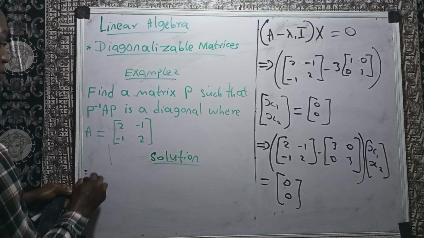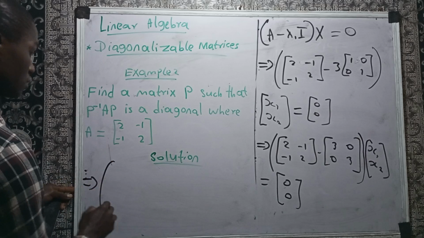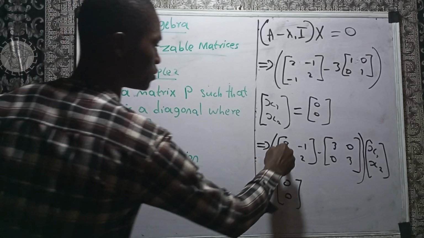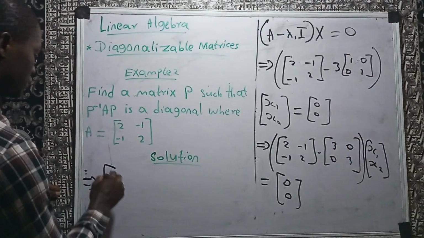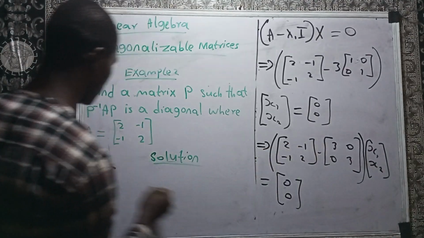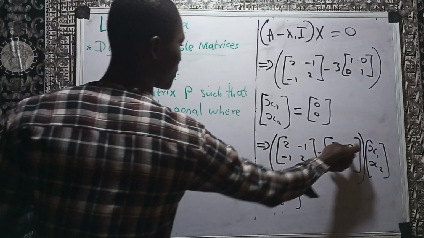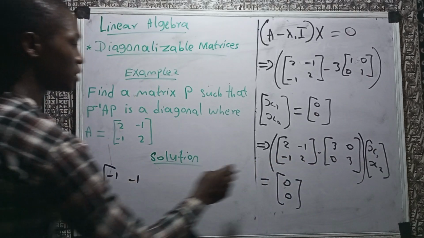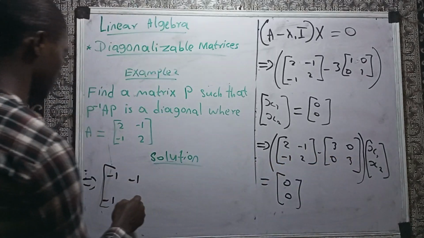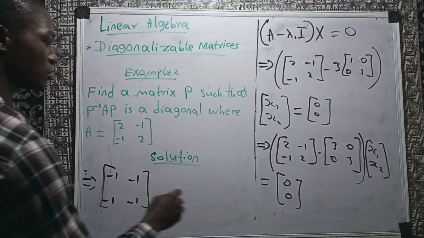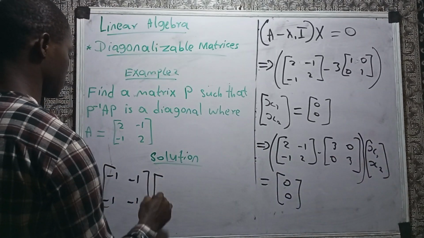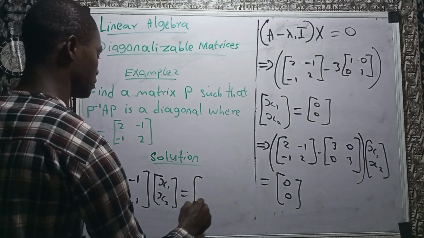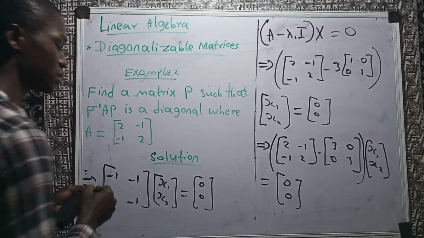So this simply implies, okay, let's just go straight and subtract. 2 minus 3, 2 minus 3, I have negative 1, negative 1 minus 0, negative 1, negative 1 minus 0, negative 1, 2 minus 3, we have negative 1. So this is what we got. Then this x1, x2 equated to 0, this is what we have.